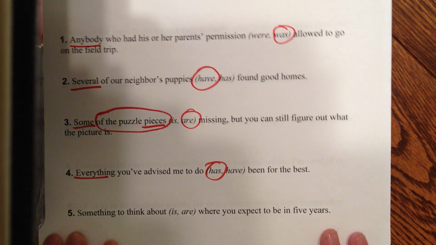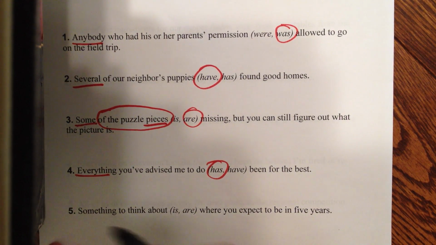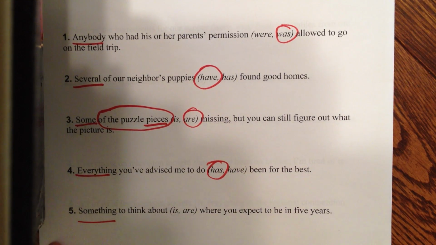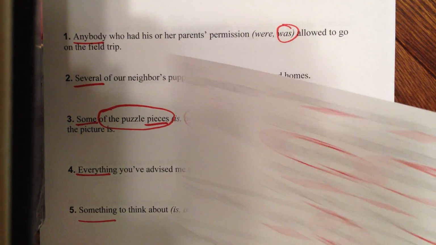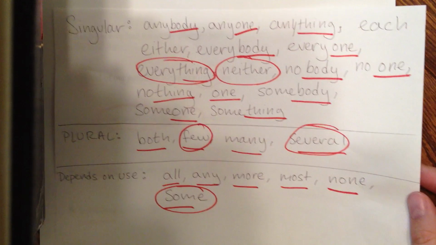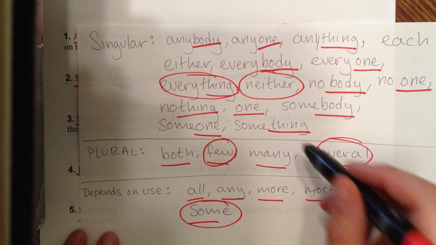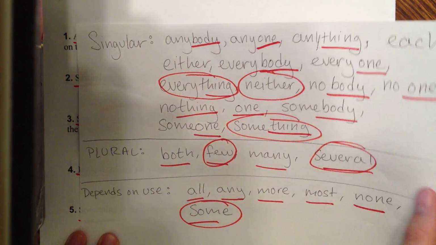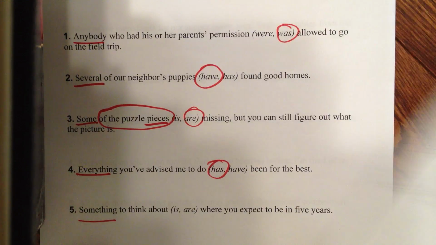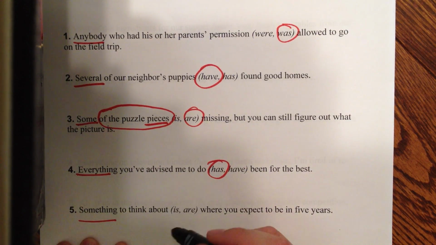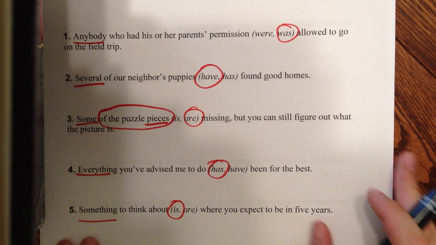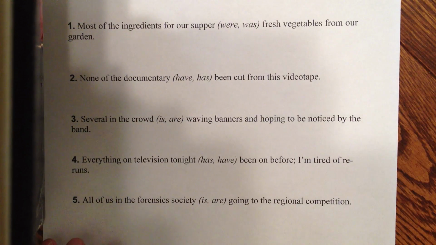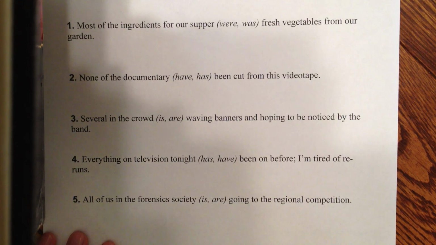And then we have number 5. Something. Again, we have this thing ending. If you look at the list, all of the thing endings are singular. Here it is, something, singular. This means a verb that ends in S. Something to think about is. I'm going to just go lightning through the next set here.